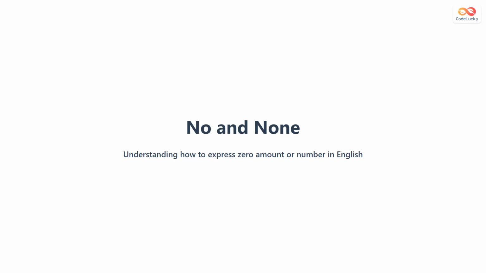No and none are words used to describe zero amount or number. They help us say that something is not present or does not exist. Understanding the difference between these words is important to use them correctly in English.